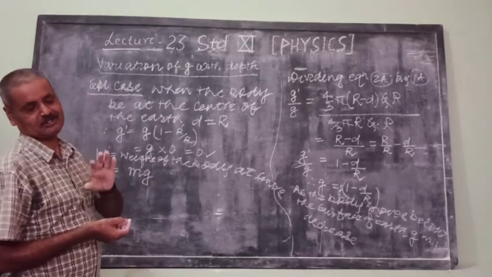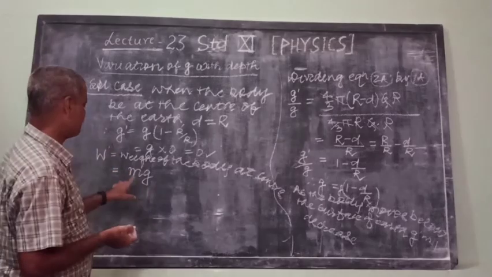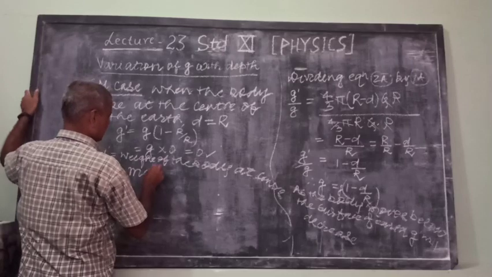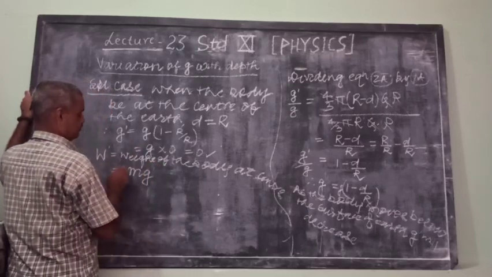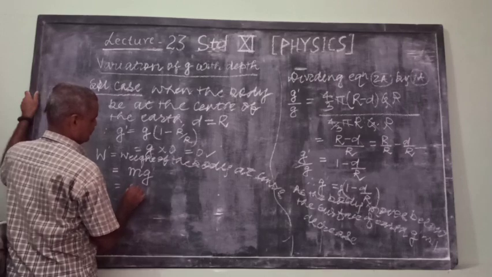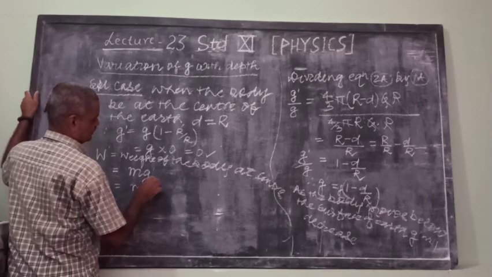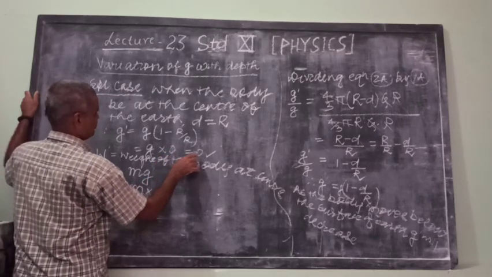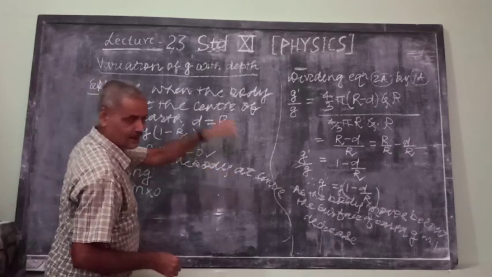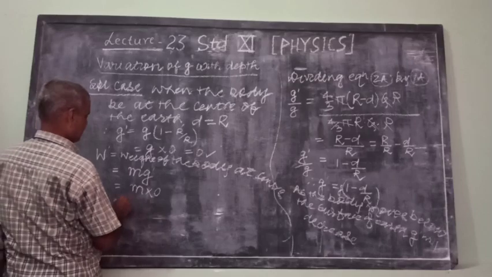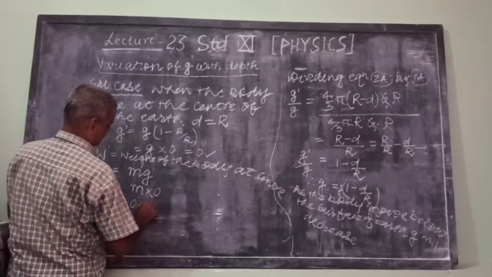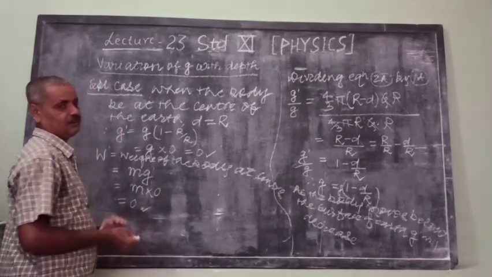There will be no change in the value of mass, but acceleration due to gravity here will be g dash, so it will be m into g dash. This g dash becomes 0 because the body is taken at the center of the earth. So we can say the weight of the body will be 0.